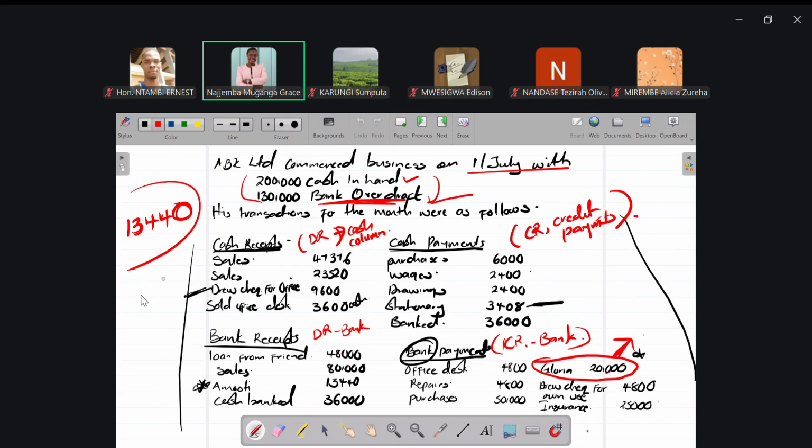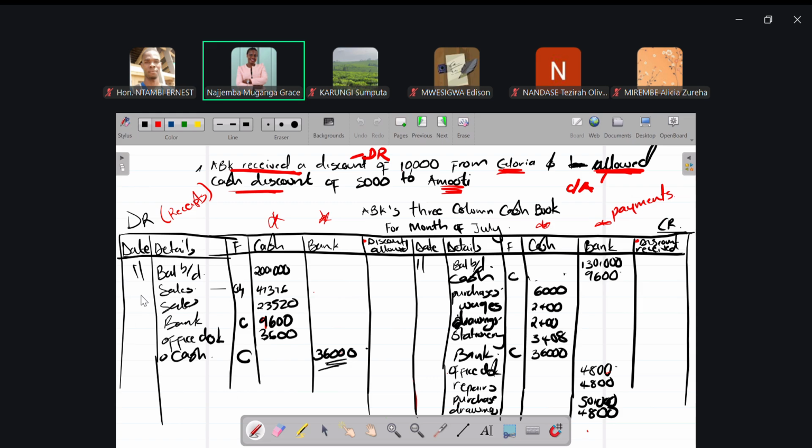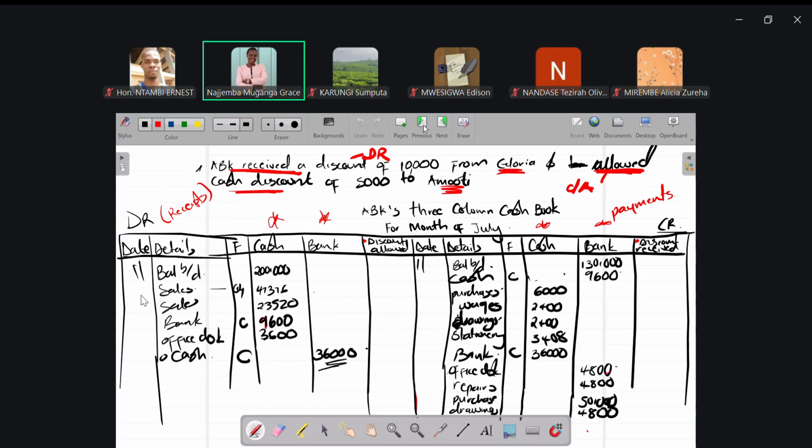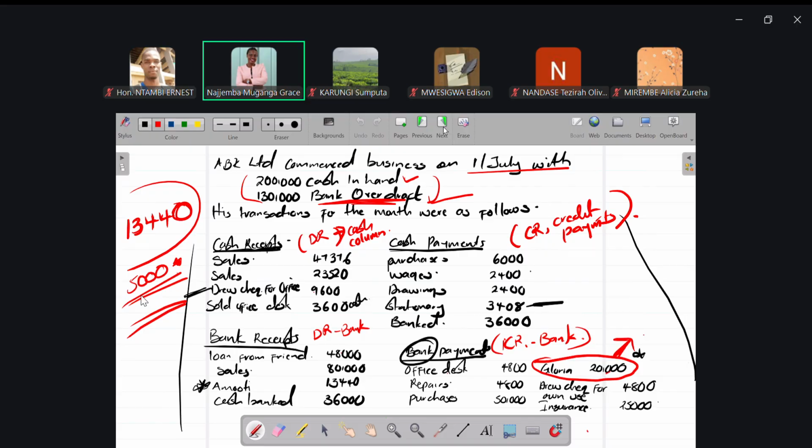So it means in total, Amoti had to pay the following, but ended up only paying 13,5K accounting for the discount. So we move to our cash book, recognize the money being received from Amoti, and we have been told it's a bank. We are receiving through the bank. We shall write exactly what was received, 13,440.